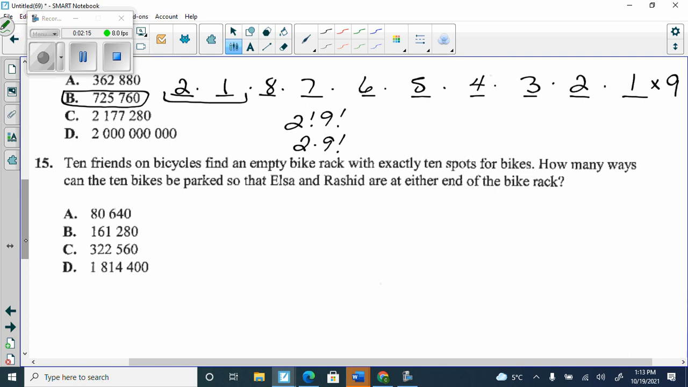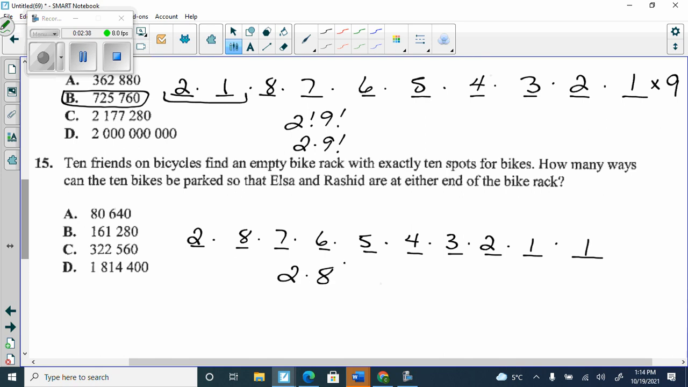Okay. 10 friends on bicycles find an empty bike rack. Exactly 10 spots. How many ways can 10 bikes be parked so that Elsa and Rashid are on either end? 1, 2, 3, 4, 5, 6, 7, 8, 9, 10. 2 options, Elsa and Rashid. You sit one down. 1 option. Then? 8, 7, 6, 5, 4, 3, 2, 1. That's just 2 times 8 factorial, which is? A, B, C, or D?